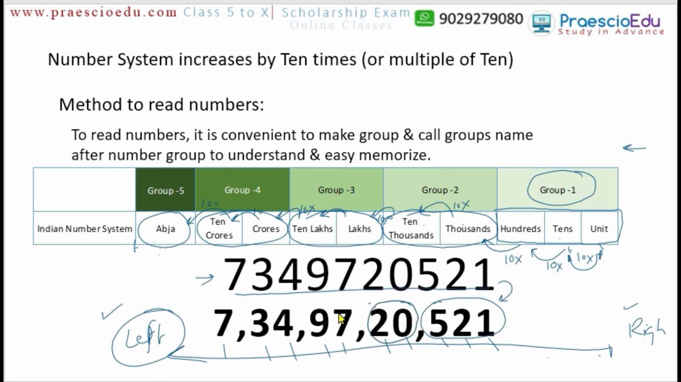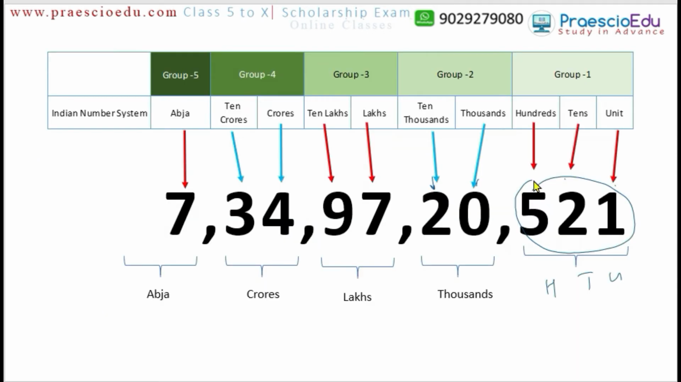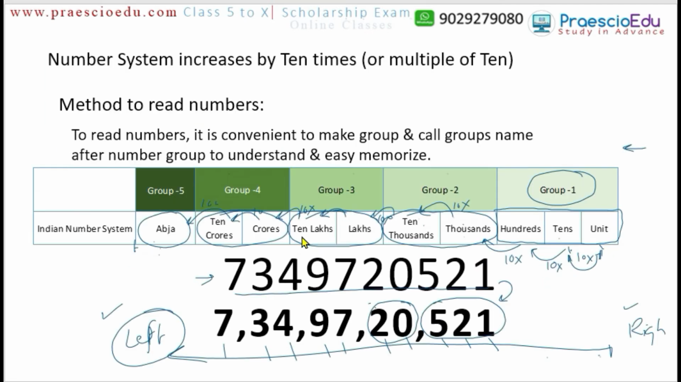So 20 is another number, meaning 10,000 and thousands. Then for the lakhs and 10 lakhs, the number is the same, I just presented it in two ways. Just concentrate here. Then crore and 10 crore. So this one is the lakhs group, and then the crore group, meaning crore and 10 crore. And then abja, this one is the abja.